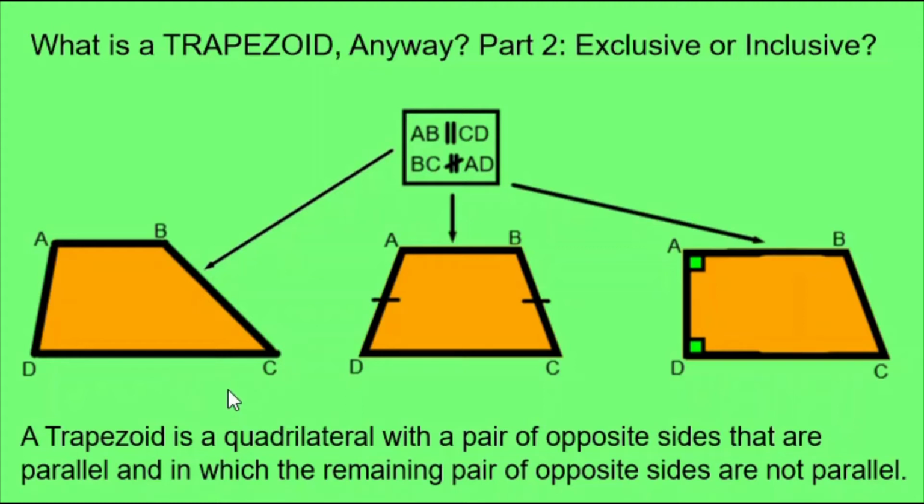The definition that I'm used to using within the curriculum where I teach is down here at the bottom. Trapezoid is a quadrilateral with a pair of opposite sides that are parallel and in which the remaining pair of opposite sides are not parallel. Now that's a little bit long-winded, but I use that on purpose because it's more useful for my students in terms of what they have to know how to do. I want them to be able to focus on the pair of opposite sides separately from focusing on the other pair.